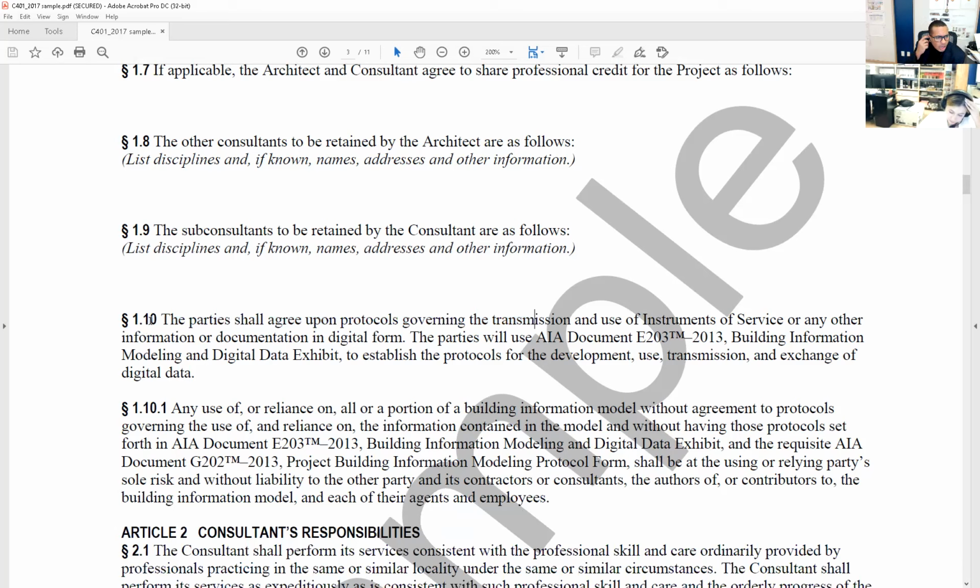And it's because you may also have an issue with who they hire too. These are the team members, and you have to be able to agree or disagree to them.